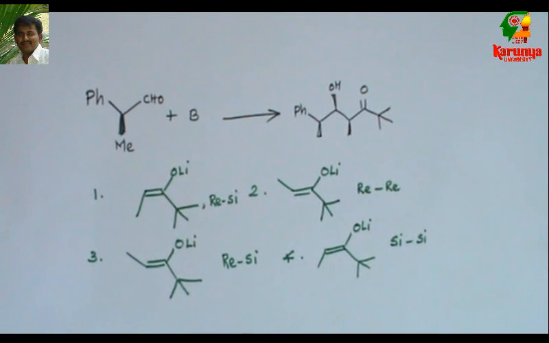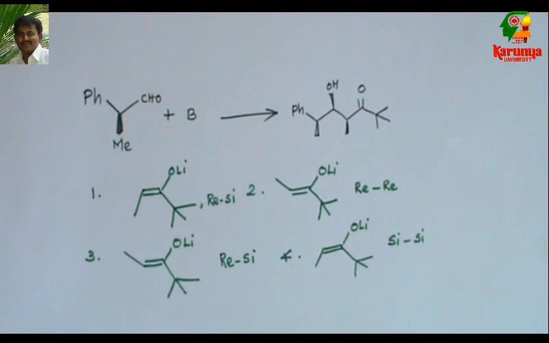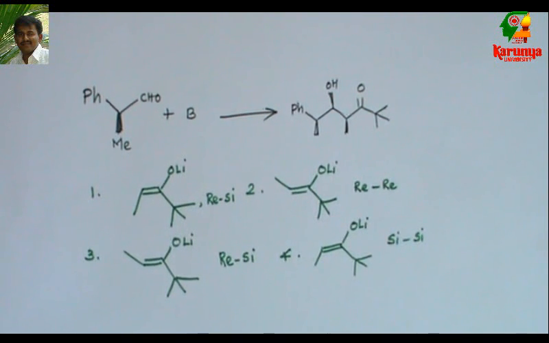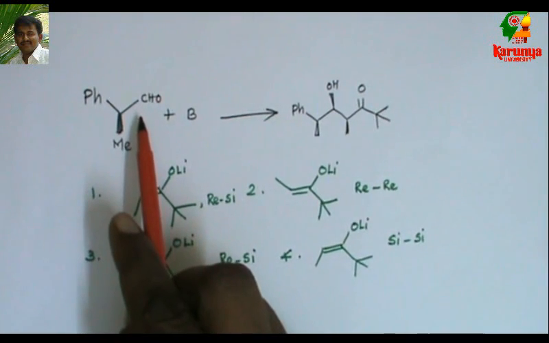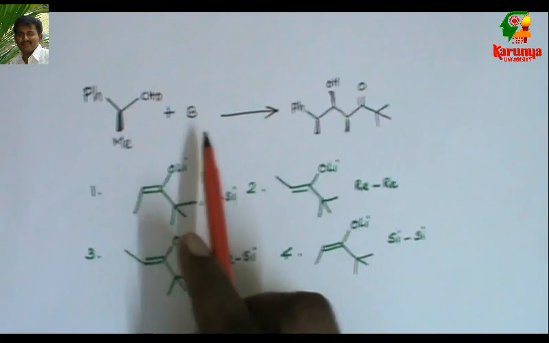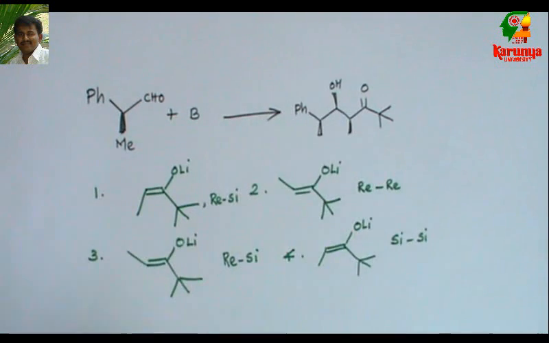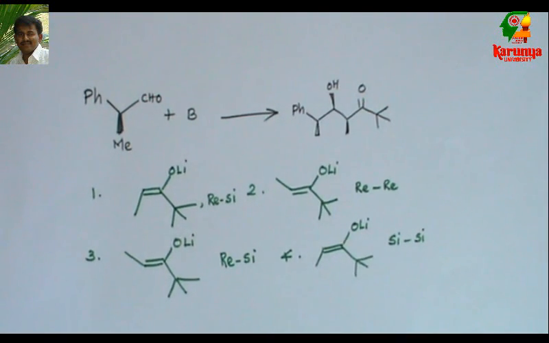Today, I am going to solve a problem on the stereochemistry of Aldol reaction. You can find this problem in CSIR NET exam 2012 June. Here is the problem. This chiral aldehyde reacts with compound B to give this beta hydroxy ketone. What is the structure of B and what type of facial attack takes place?